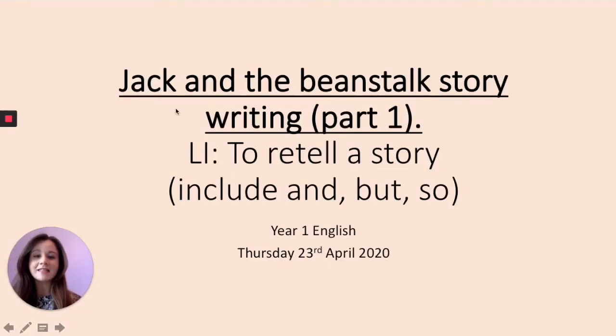So today we're going to start writing Jack and the Beanstalk for ourselves, but we're only going to do the first half because it's quite a long story. And remember to use the words and, but, and so in our writing. Okay, so as I said, today we are going to be writing the first part of Jack and the Beanstalk. So just like we would do at school, can you write the long date, Thursday the 23rd of April 2020, and write your LI to retell a story. So pause the video to do that now.